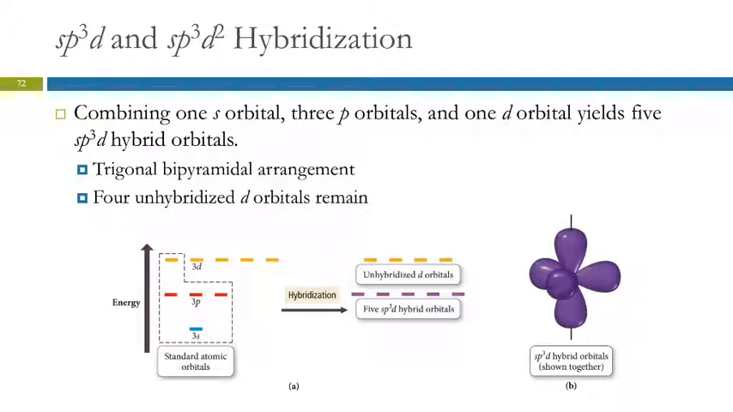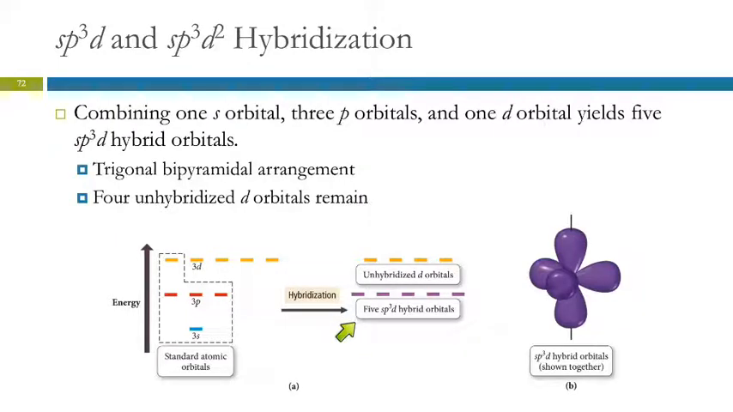Because in the hotel, right, there's the s room and the p room and the d room, and hybridizing orbitals is like remodeling and knocking down walls. You can't have s and d together because p is in the middle of it. So you can go through the p room and include some of the d room.